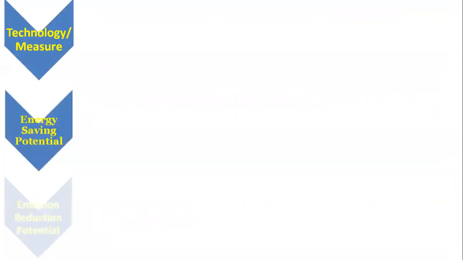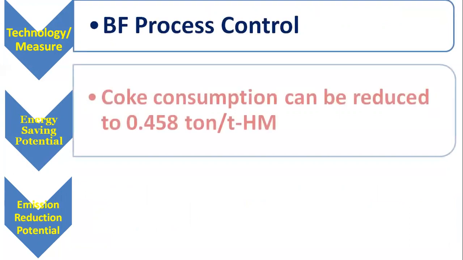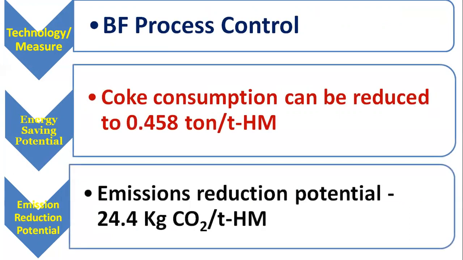Then the next measure is blast furnace process control. By implementing this technology, coke consumption could be reduced to approximately 0.458 tons of coke per ton of hot metal. This was actually achieved in an Australian steel plant as per the literature. The emission reduction potential of the technology is 24.4 kg of carbon dioxide per ton of hot metal.